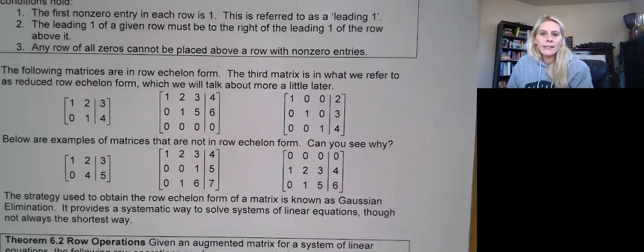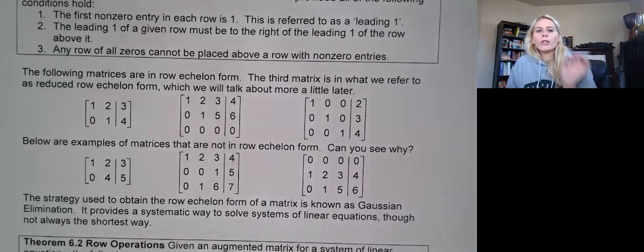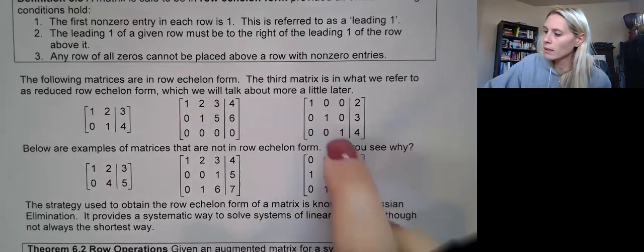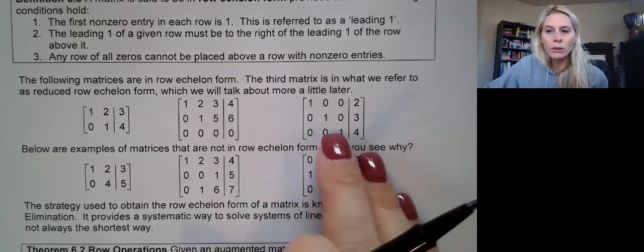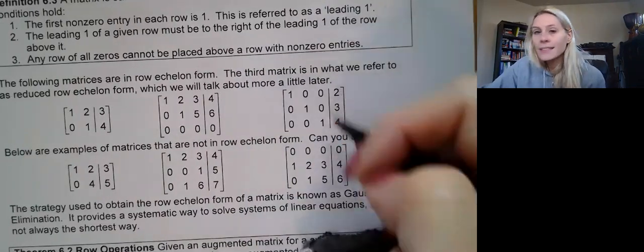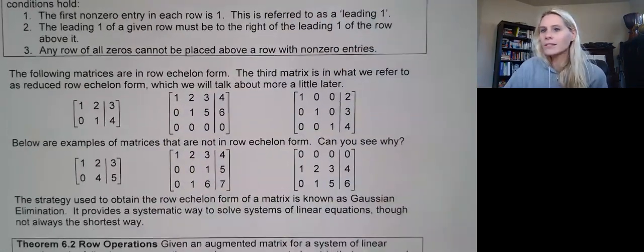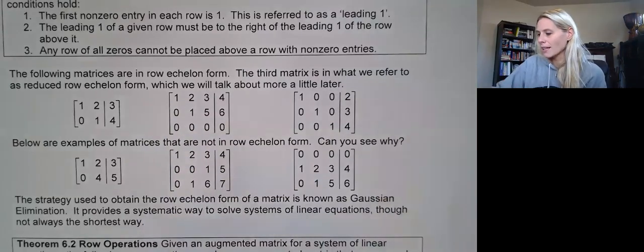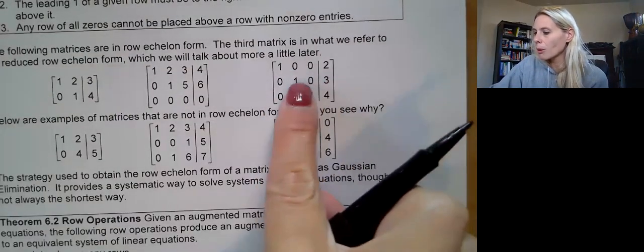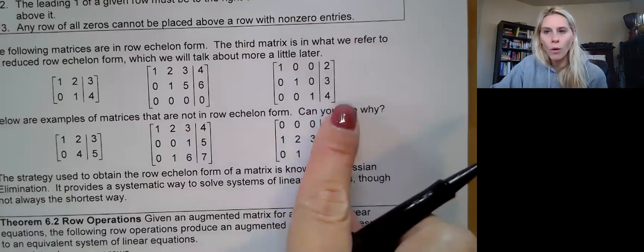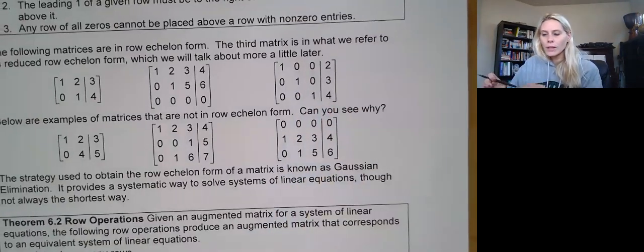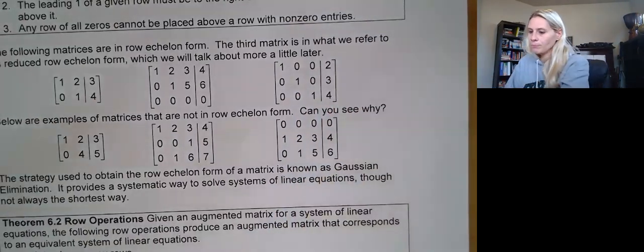The third matrix is in what we refer to as reduced, okay? Now, when we get the reduced form, guys, this is our solution. Now we don't have to substitute back in for anything. In this case, our x is 2, our y is 3, and our z is 4. So the reduced echelon form is really good.